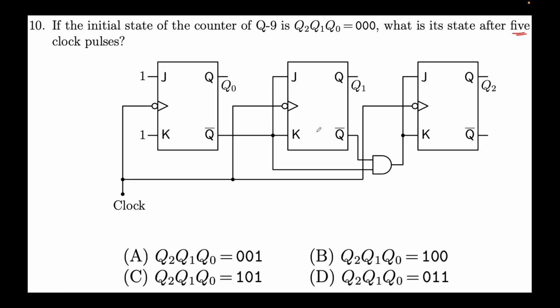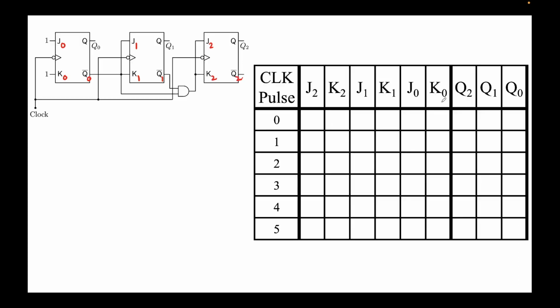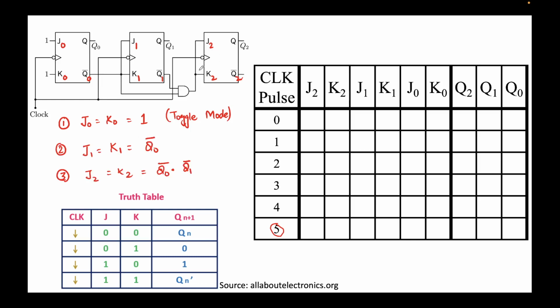The problem is the same. This is the circuit that we saw earlier. This is the truth table that we had seen earlier. Now we are required to find up to 5 clock pulses. This is the truth table for the JK flip-flop, negative edge triggered. For the first flip-flop, both the inputs are 1. For the second flip-flop, the inputs are tied to Q0 bar, which we see over here. And for the third JK flip-flop, the inputs are the same, but they are the output of the NAND gate for Q1 bar and Q0 bar, which is the expression over here.